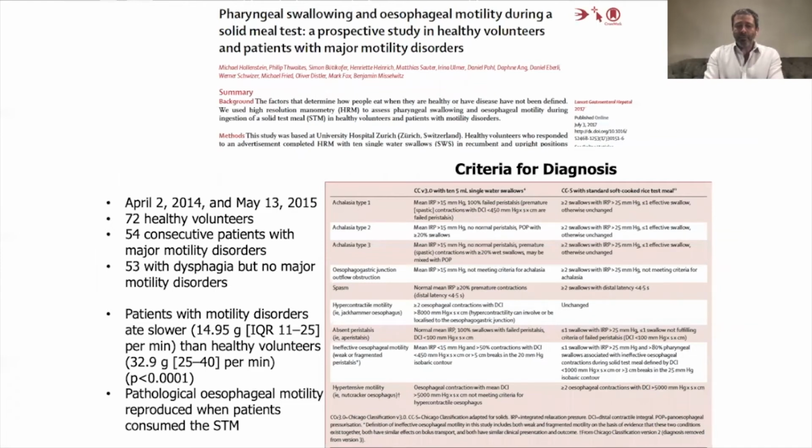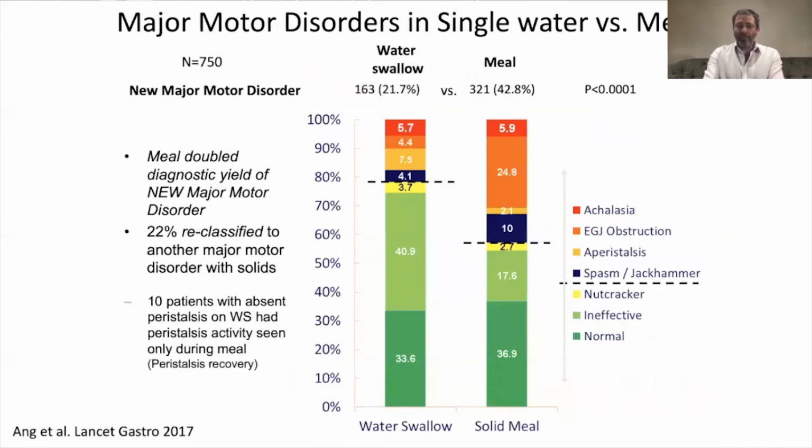Mark Fox and his group have defined the parameters required for measuring and identifying pathology whilst eating. So these techniques are now established and normal values are present. In so doing, studying 750 patients with symptoms with both water swallows and a test meal found that a meal more than doubled the diagnostic yield of a major motor disorder. Indeed, spasm and jackhammer esophagus more than doubled when providing a meal compared to water swallows.